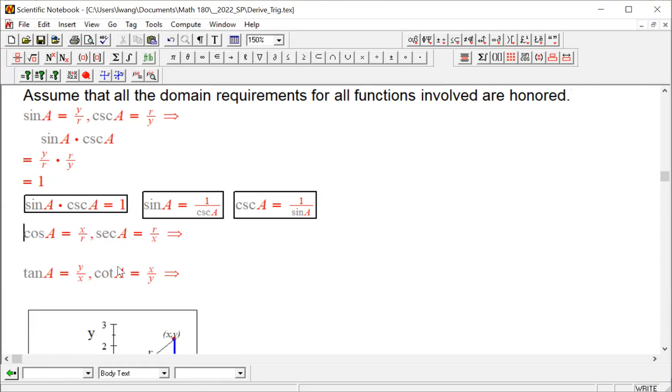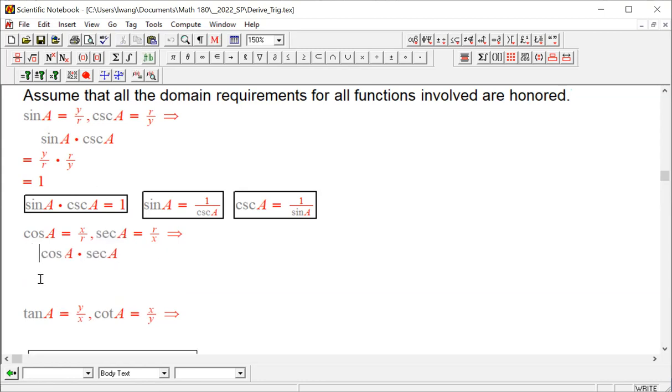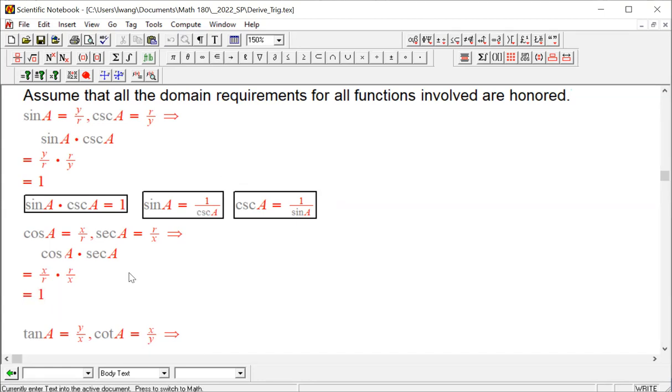Next, right? For cosine and secant, a similar relationship is also satisfied. Okay, so once again, if we take cosine multiply secant, once again we will have X over R multiply R over X. So this once again is equal to 1. Okay, so we got another identity.